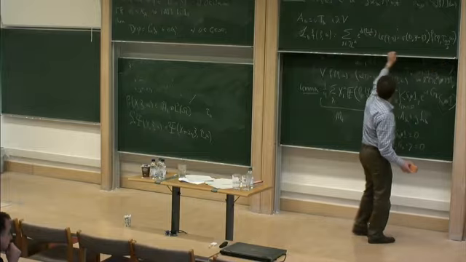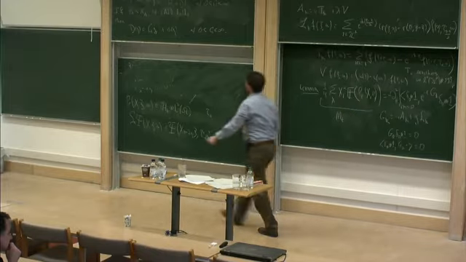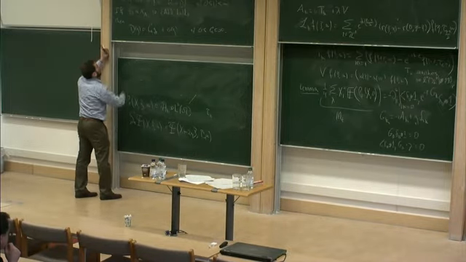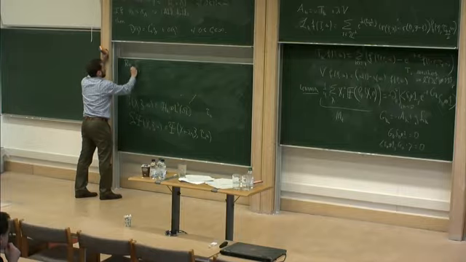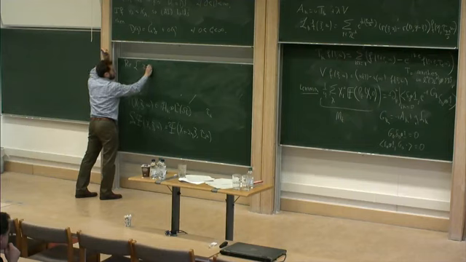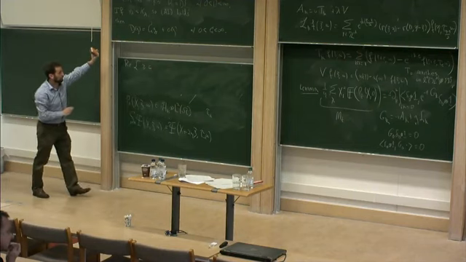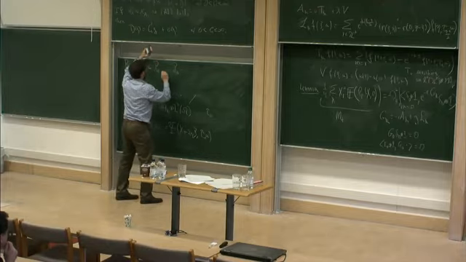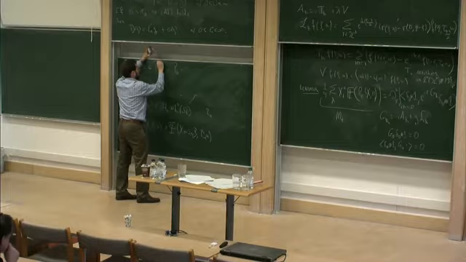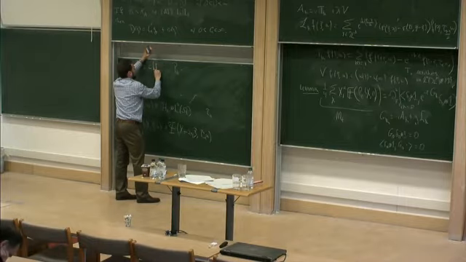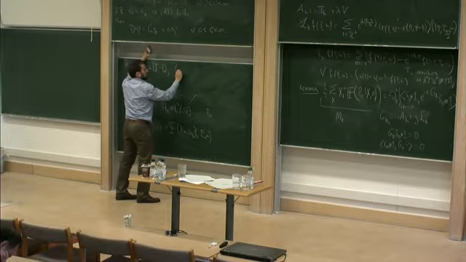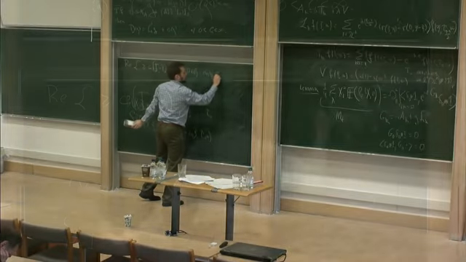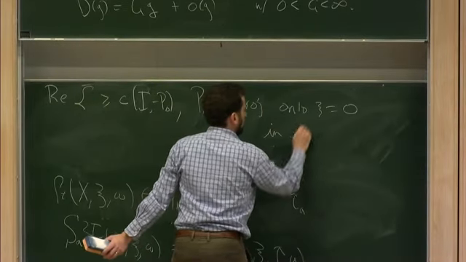But the key thing that we need to know about it is that the real part of L is bigger than or equal to C, which was the constant that I wrote down before, times P0 times the identity minus P0. And P0 is equal to the projection onto C equals 0 in my Hilbert space.